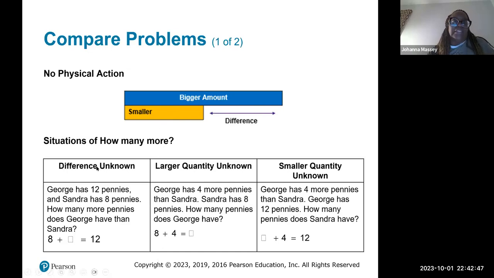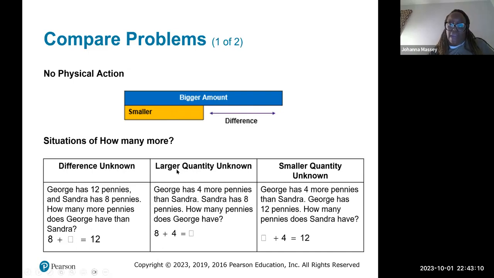Okay, difference unknown. George has 12 pennies and Sandra has 8 pennies. How many more pennies does George have than Sandra? So you see that right here, you're comparing. One has that many, the other has that many. How many more does one have than the other?